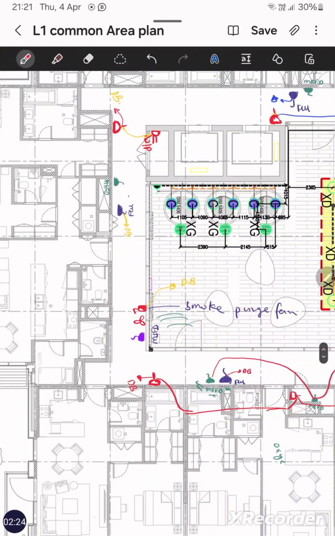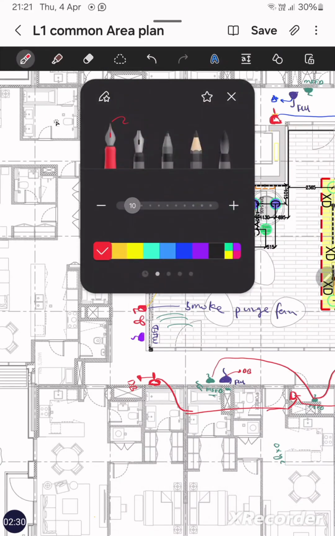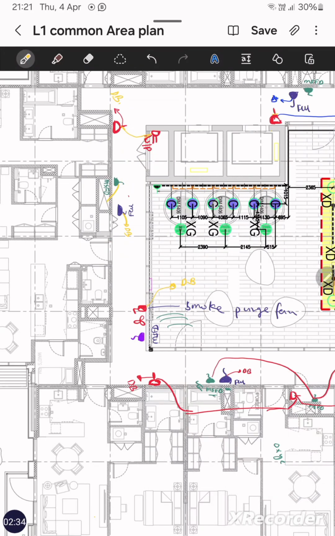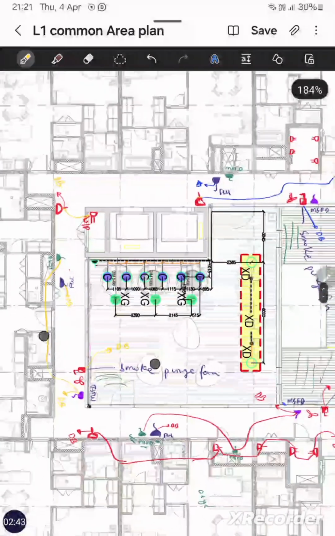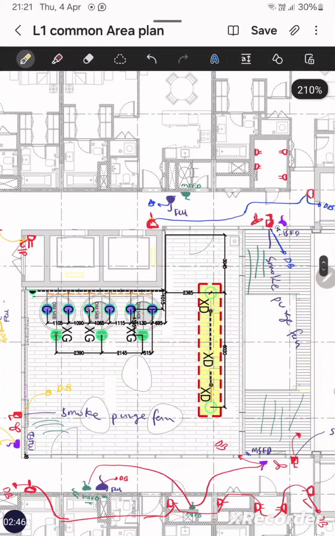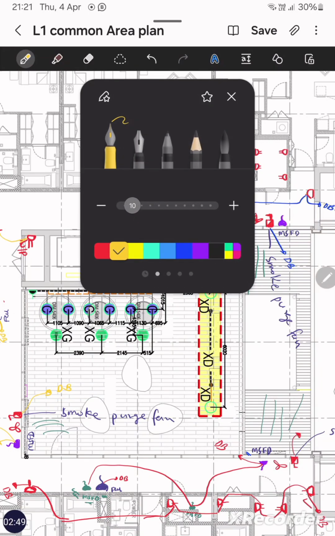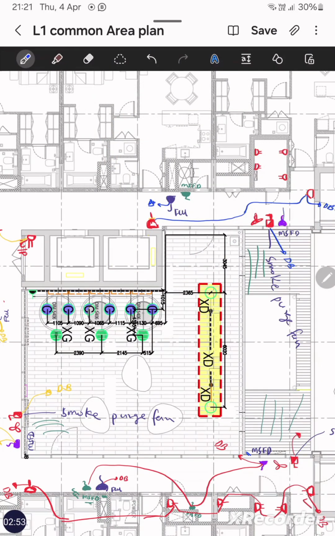Now we have two MSFD here, one for the fresh air, one for the purging fan. So we will make the circuit formation for these two MSFD, and it will be yellow circuit going to the DB. Here also we have two MSFD, one for the purging fan and one for the fresh air. So it will be blue circuit and it will go to the DB.